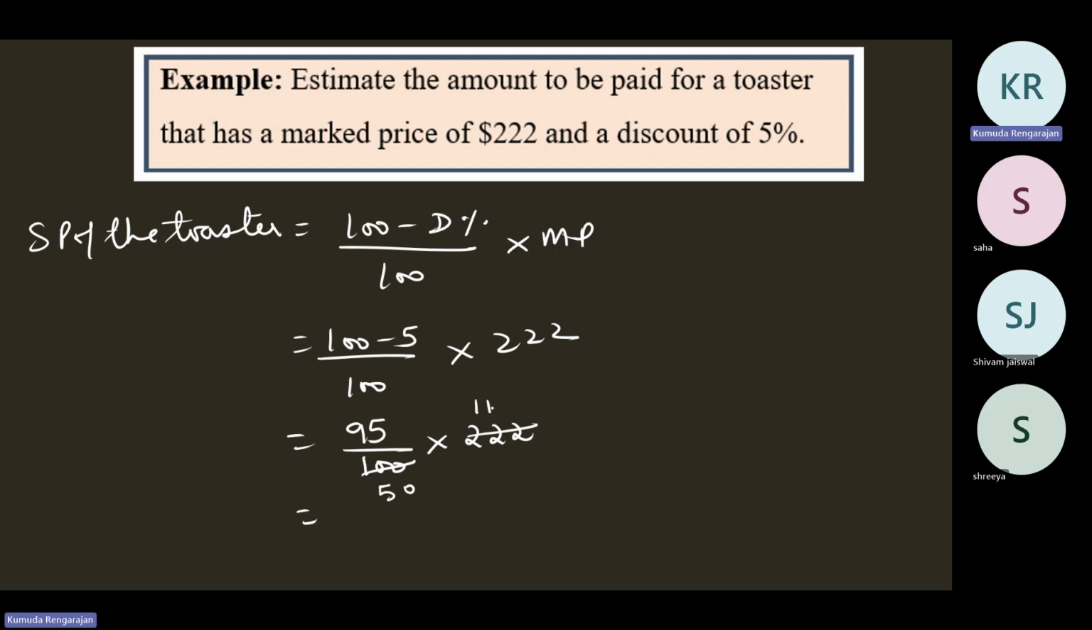250 times, then 5 tens are 50, 19 times.